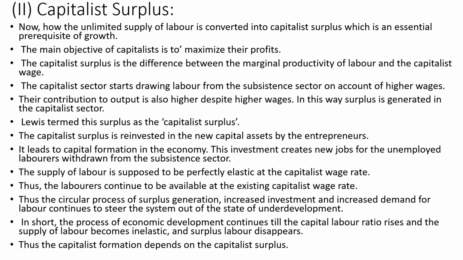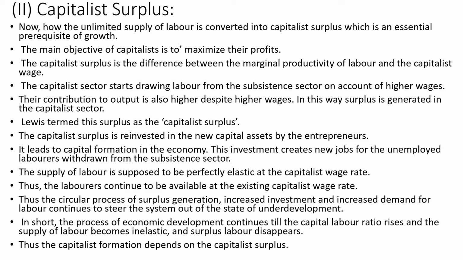The contribution to the output is also higher despite the higher wages in the capitalist sector, and in this way surplus would be generated in the capital sector. Again, I would like to remind you that capital surplus is nothing but the difference between the marginal productivity of labor and the capitalist wage paid to this labor. This surplus is identified by Lewis as the capital surplus. What would the capitalist do with this capital surplus? He reinvests the surplus so as to go for the next round of production. The capital surplus is thus reinvested in capitalist assets by the entrepreneurs. This would definitely lead to capital formation in the economy, and the economy would develop as a result of this capital surplus.